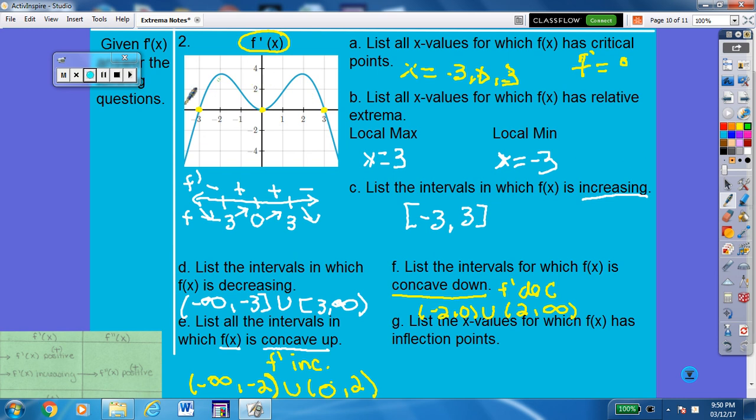Let me use a different color. So if it's going up, and then right here at negative 2 it changes directions, that's going to be an inflection point on the original graph. So it comes down right here, another inflection point, because we're going up now. And then right here we get another inflection point. So essentially we have inflection points at x equals negative 2, at x equals 0, and at x equals 2.